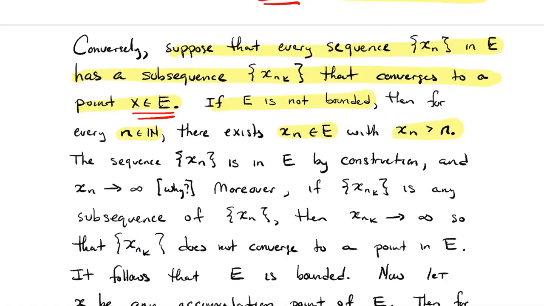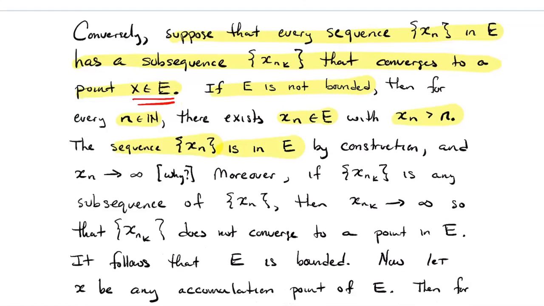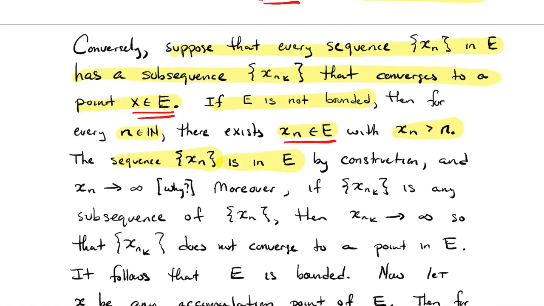So doing this for each natural number, we generate a sequence. I'll call that sequence X sub n, and it's a sequence in E by construction. Every one of its terms is an element of E. I'm going to leave it to you to check the details, but by construction, that sequence diverges to infinity. The nth term is bigger than n, so it's diverging to infinity. So any subsequence of that sequence is also going to diverge to infinity. Again, you can check the details. So in particular, that subsequence cannot converge to a point of E, but that's a contradiction.